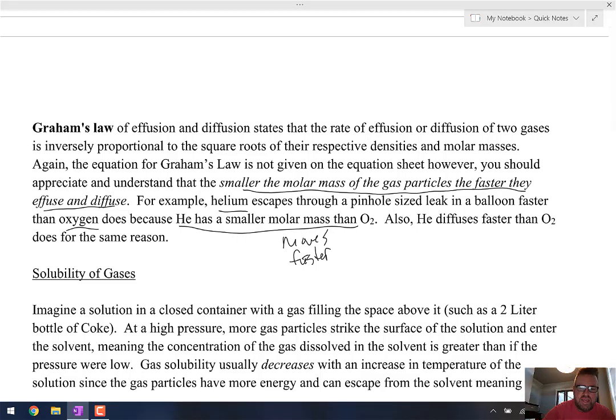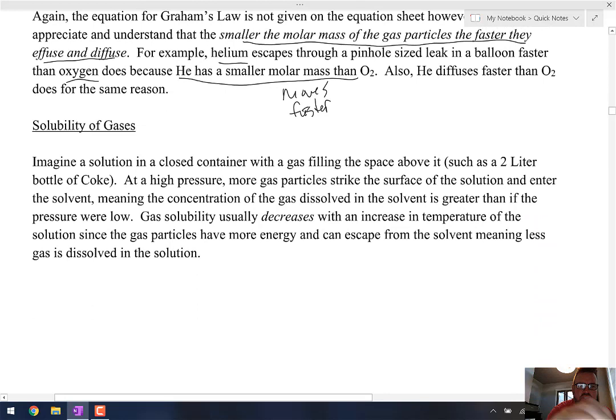Okay, and then the last thing that we're going to talk about here is how a gas works in terms of solubility. If you take a 2 liter bottle of Coke or something like that, and you heat it up and you open it, it's going to be way fizzier than if you have it really, really cold. That's because gas solubility decreases with an increase in temperature, which means that when you lower the temperature, the gas tends to be better dissolved in the liquid. The higher the temperature, the less it dissolves in the liquid.